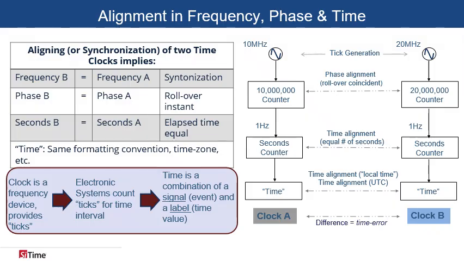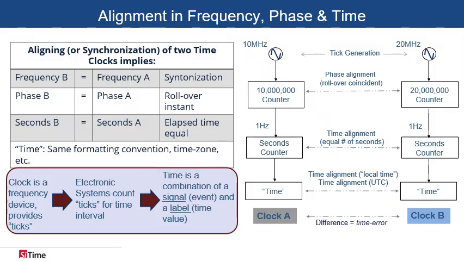Now, looking at each edge may be tedious, so we may count down. So in this example, I've assumed that the basic tick generation is 10 megahertz, and we have a 10 million counter. So we get a counter rollover after every roughly 1 second. So if the seconds rollover is coincident, then we say they are phase aligned. Now, every time this rolls over, we can have another counter for seconds. Now, let's assume that both the seconds counters start at 0. Then, as long as they are time aligned, we'll see an equal number of seconds.